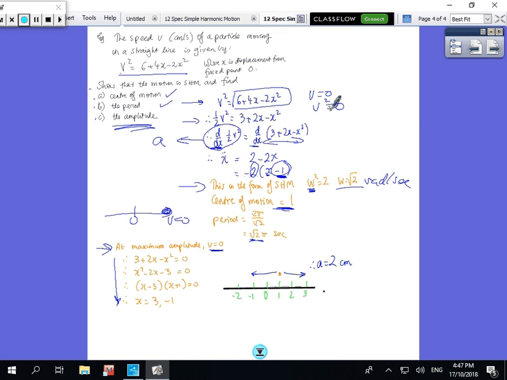So then I just factorize that, and I get x equals 3 and minus 1. And so what's happening is the particle is starting at 1, it's going as far as 3, and then the velocity equals 0, and it's going back to minus 1, and the velocity equals 0. And so the amplitude is 2, because it's going 2 in both directions.